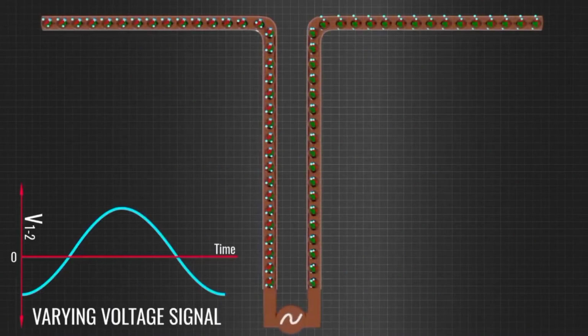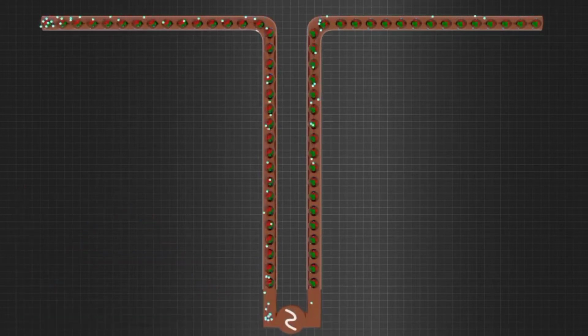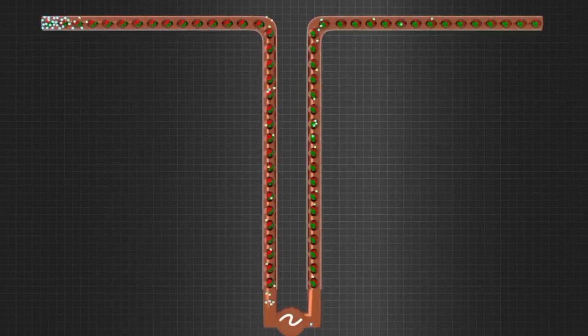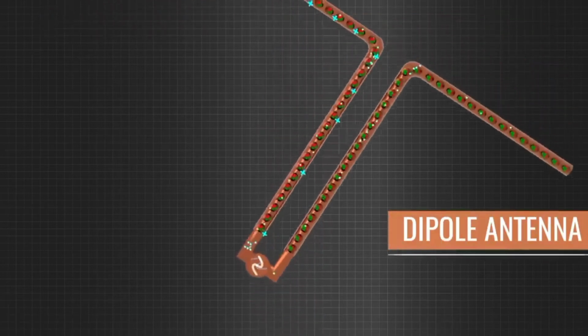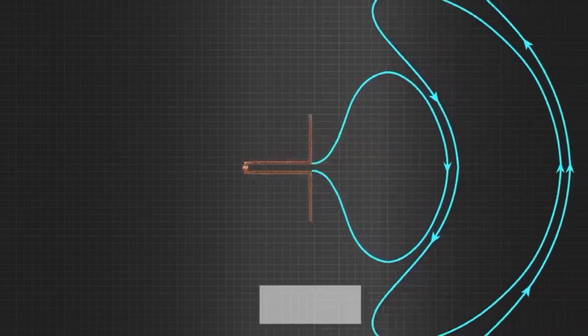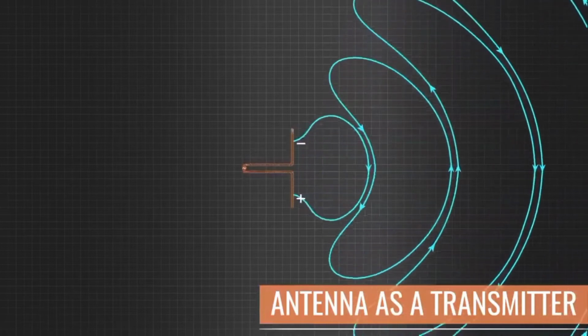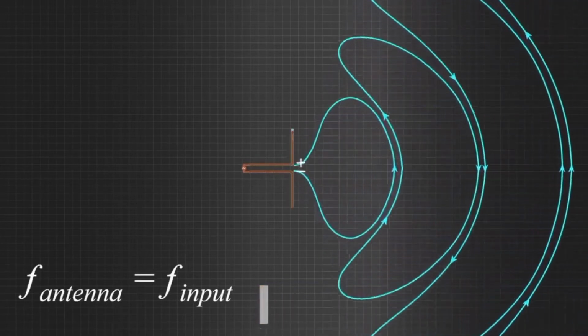A time-varying voltage is applied to the metal wire as shown. Due to the effect of the voltage, the electrons will be displaced from right to left and create positive and negative charges. With a continuous variation of voltage, the positive and negative charges will shuttle back and forth in the wire. This simple arrangement is known as a dipole antenna. The dipole antenna produces the same radiation as we saw in the previous section. In this case, the antenna works as a transmitter. The frequency of the transmitted signal will be the same as the frequency of the applied voltage signal.